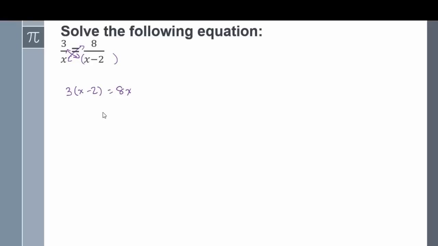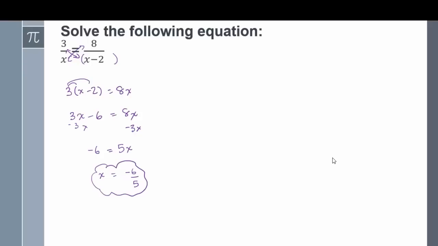And I get 3 times the quantity x minus 2 is equal to 8x. Distribute the 3 to get 3x minus 6 equals 8x. Solve for x by subtracting 3x on both sides. Get negative 6 is equal to 5x. x is equal to negative 6/5.